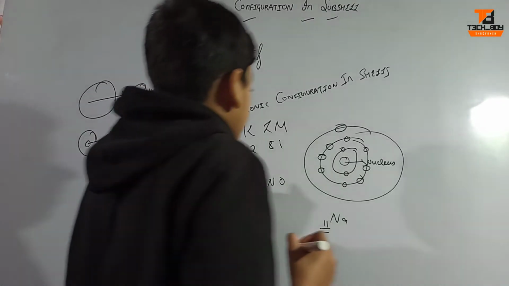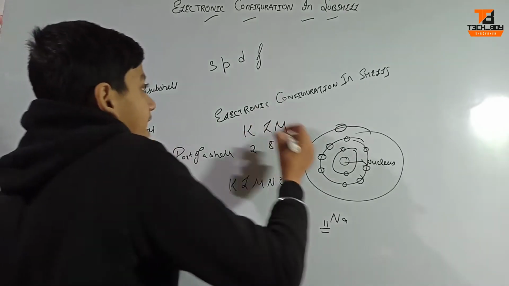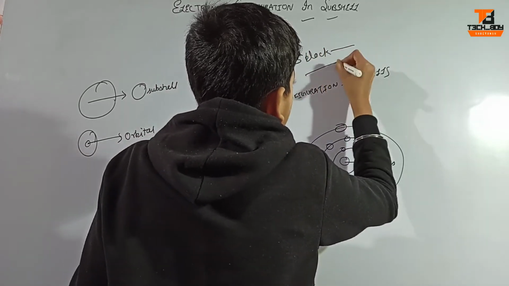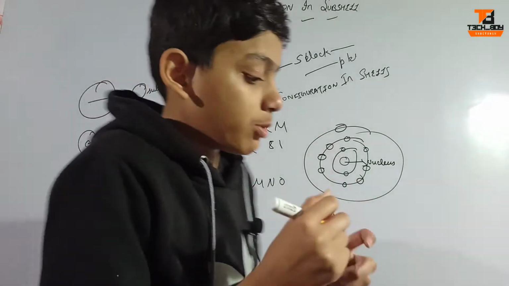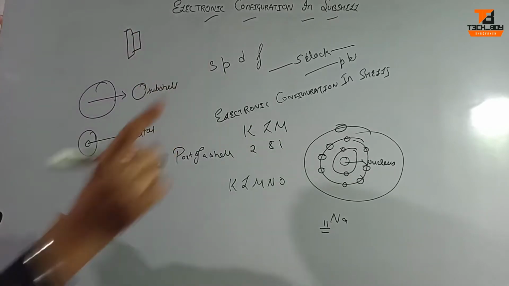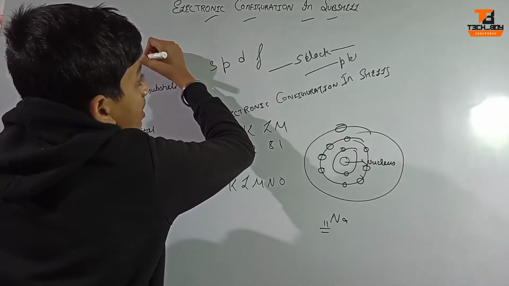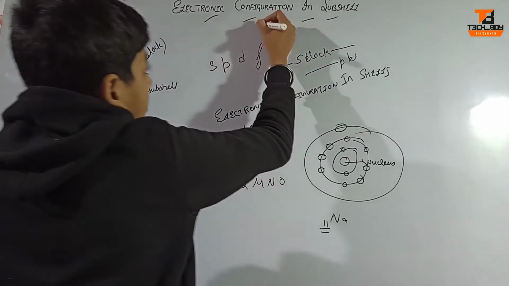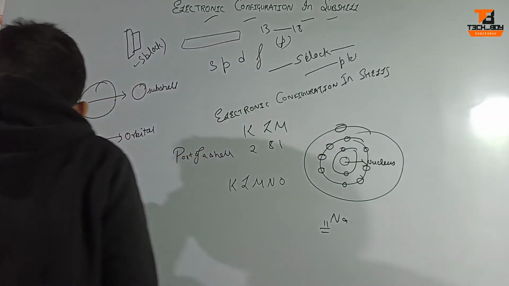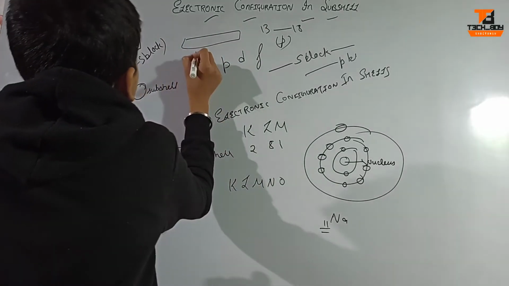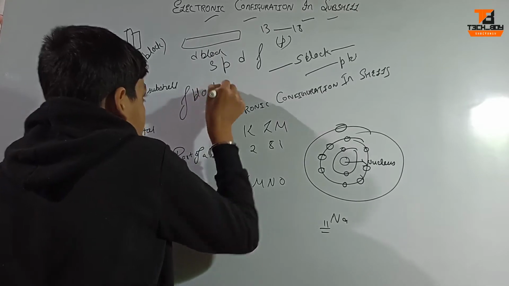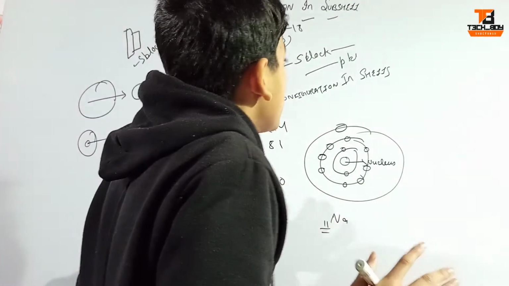You have seen in the modern periodic table that these are given as S block, P block, F block and D block. The first group and the second group lie in the S block, and 13 to 18 lie in the P block. Between them is the D block, and the lanthanide and actinide series are in the F block. Okay, so this is some introduction.